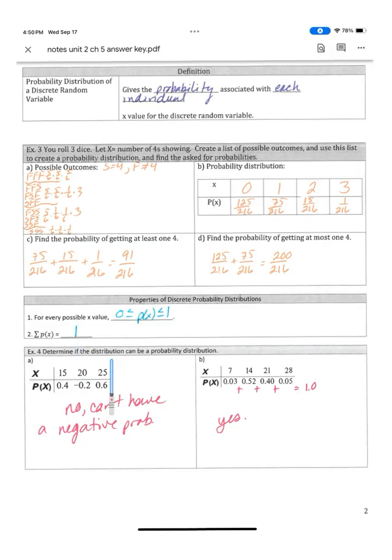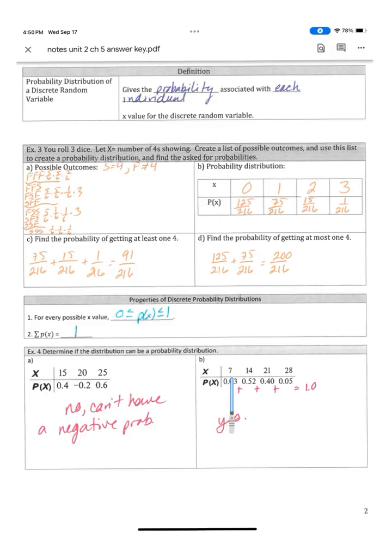For example 4, we're just going to determine if this could be a probability distribution. Well, X are the possible values. We could get a 15, a 20, a 25. Probability of getting a 15 is 0.4, but the probability of getting a 20 is negative 0.2. This cannot be a probability distribution. You cannot have negative probabilities.